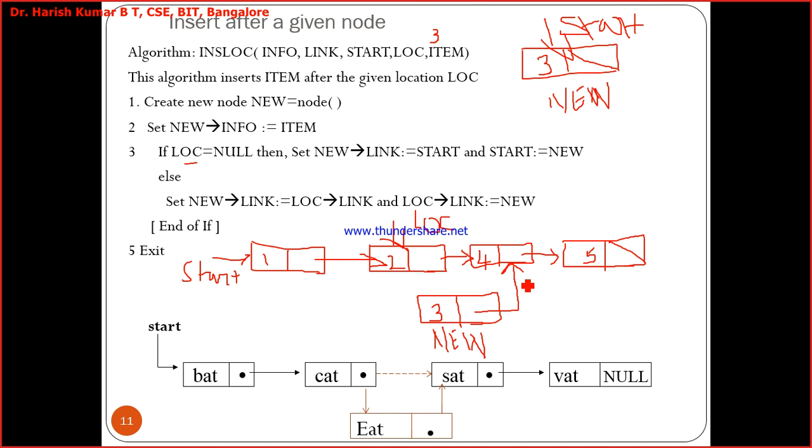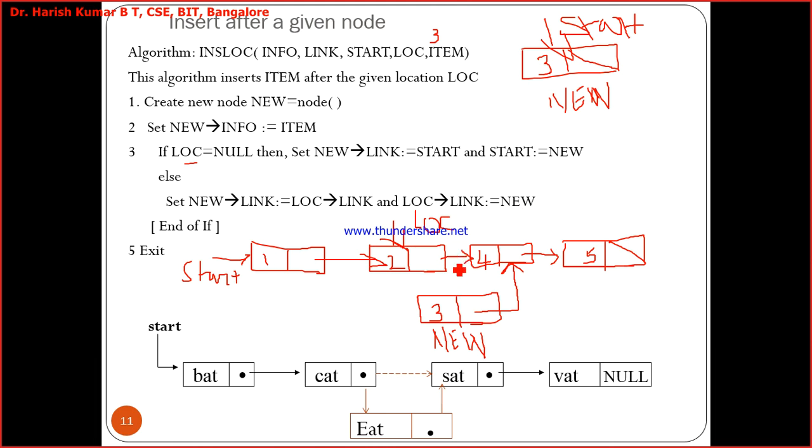Next, what is the other thing you have to do? In this field, correct? Yes or no? Store the address of new. Yes. So how to access this field? Location arrow link. Correct, right? Location arrow link, this field you have accessed, is equal to new.